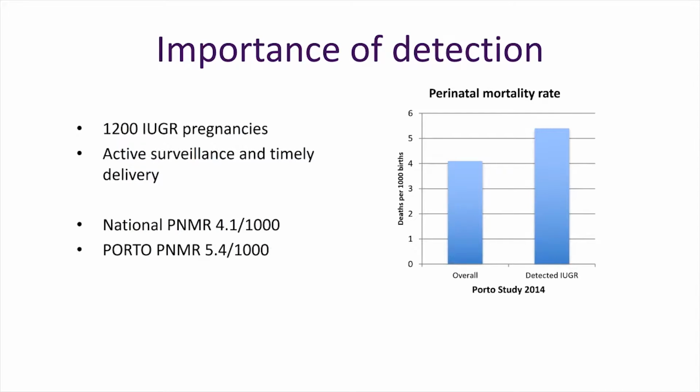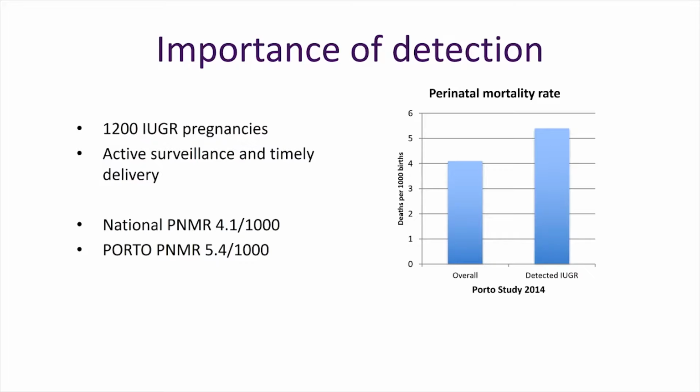But even more importantly, once we do detect that the fetus is growth restricted, the Porto study shows that we can actually improve the outcome. So they looked at 1,200 growth restricted pregnancies, and they set up an active process of surveillance and timely delivery. They didn't do anything that we can't do. They did routine things, but they just did it in a highly organised manner.